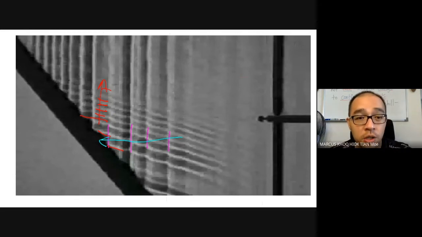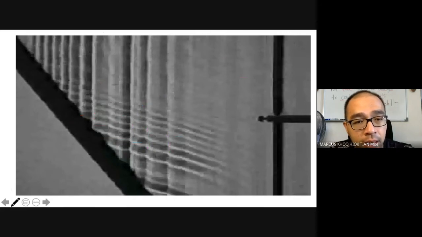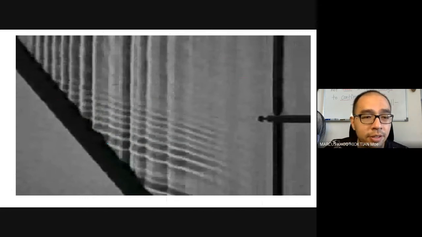So if I draw a normal line here, remember the normal line is always 90 degrees to the reflector. You see that this wave, let me draw it again. Let's say I have this wave. I cannot see. I think it's a little bit difficult to see on this.